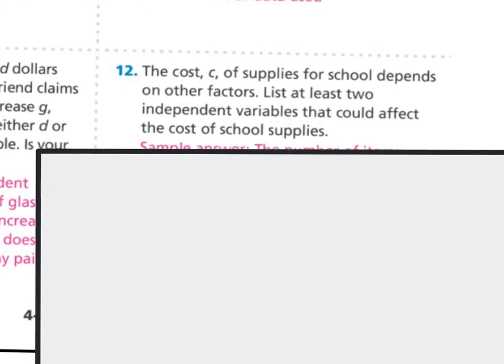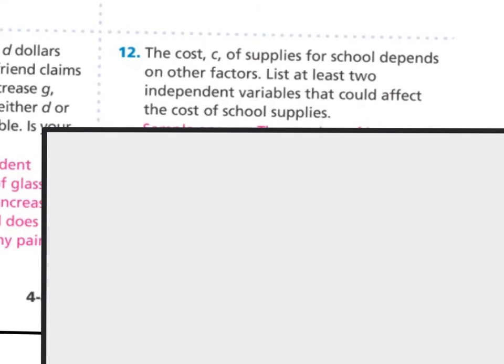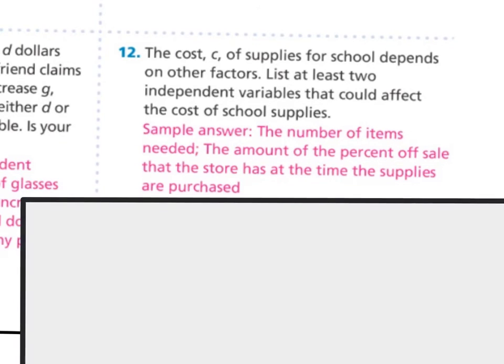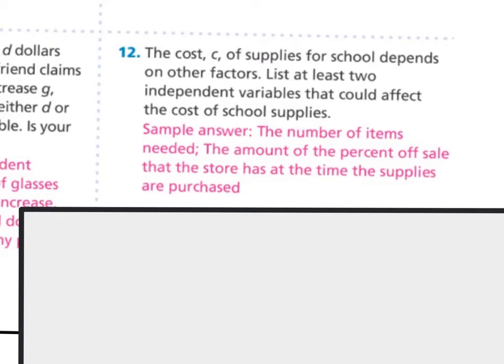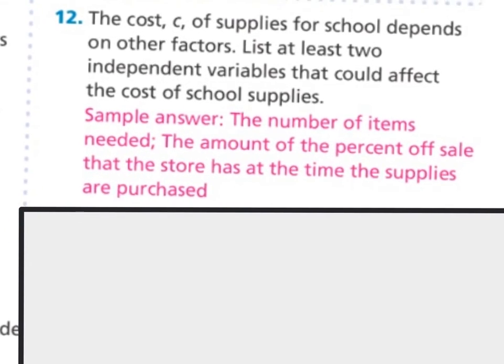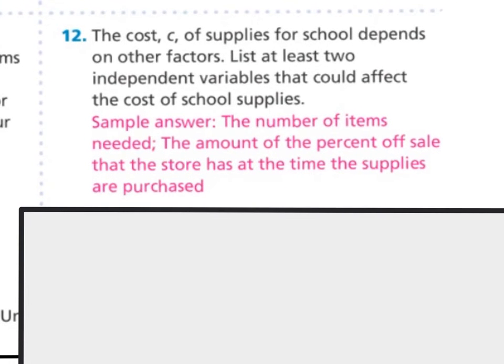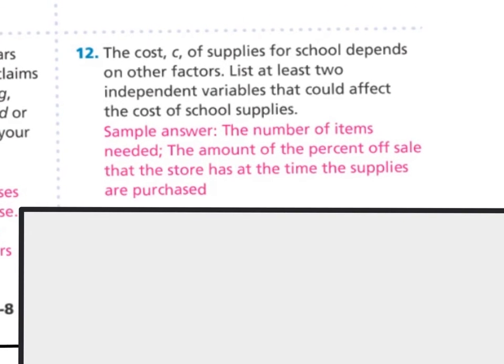And number 12, cost of supplies for school depends on other factors. List at least 2 independent variables that could affect the cost of school supplies. Things that would affect that would be the number of things that you need, so the amount of things you buy. If it's on sale, maybe. What brand it is could be another thing that's going to affect it. Sometimes a certain brand is going to cost more, usually for pretty much the same thing.